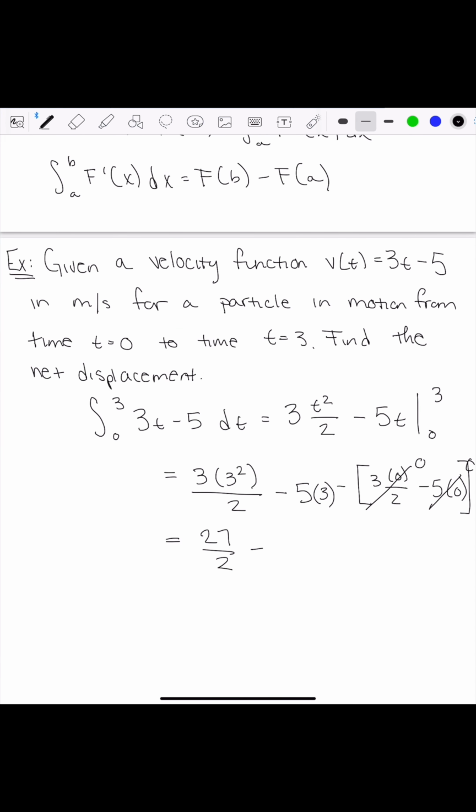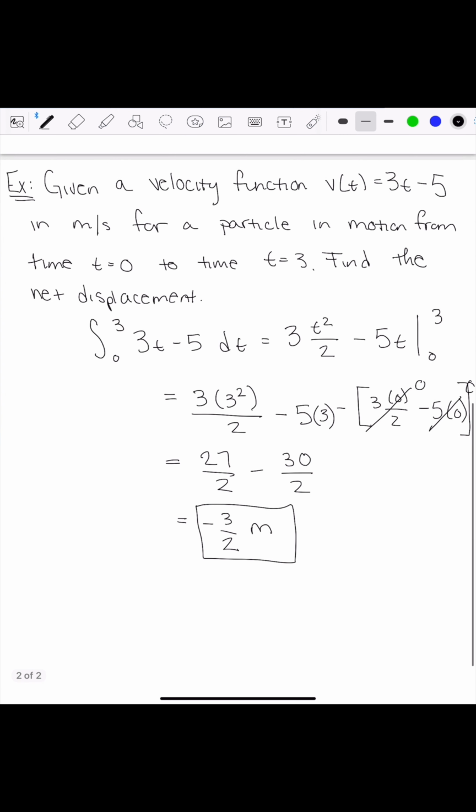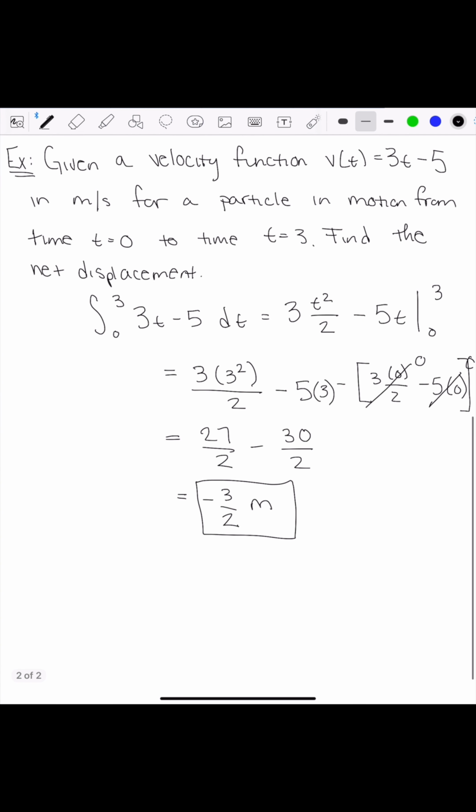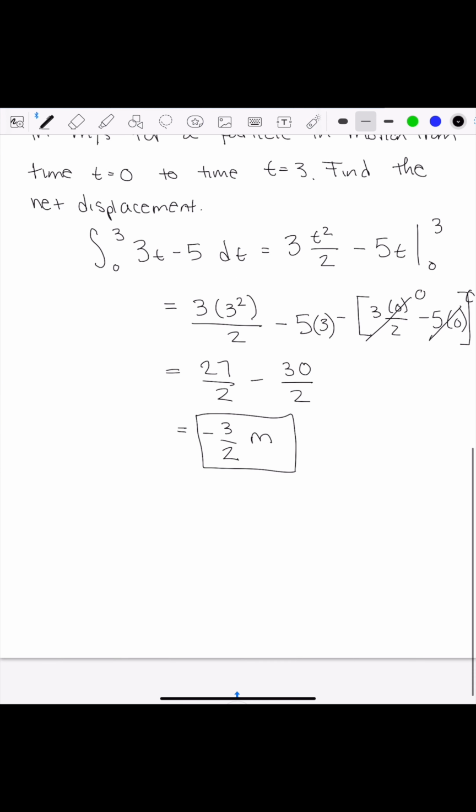So that becomes minus 15, or I'm going to simplify it to minus 30 over 2, so I have a common denominator, and then I know this is negative 3 over 2. Right, and that is going to be meters for the displacement over that time period. So in the end, accounting for positive distance, so distance in one direction and the distance back, what's left was negative 3 over 2 meters.